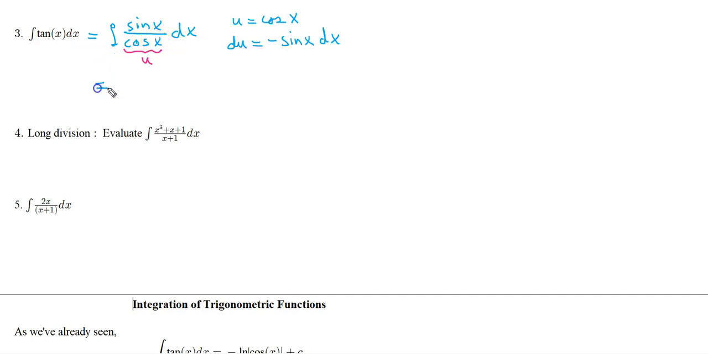So then this becomes, now let's see, sine x times dx, that's going to be negative du if I move this negative over here. So we're going to have negative du. And the cosine x becomes u. And okay, now we can evaluate this. So this is going to be negative the natural log of the absolute value of u plus c. And u is equal to cosine x.